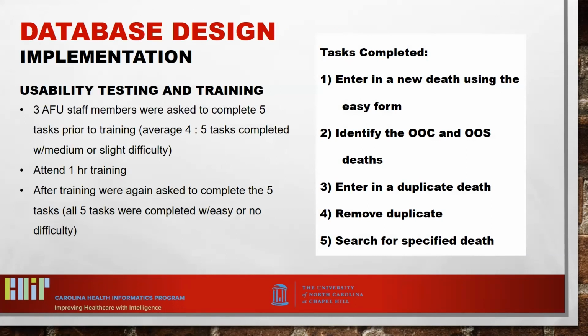And then we move into the database design implementation, usability and testing and training. For that, we did 3 AFU staff members, and they were asked to complete the following tasks seen on the right. They completed with an average of 4 to 5 tasks with medium or slight difficulty. Then they were asked to attend a 1-hour training, in which they were shown basic instruction on common tasks, as well as introduced to more difficult tasks, such as running queries, merges, and pivot tables. After training, they were again asked to complete the 5 tasks, which they were able to complete all 5 tasks with easy or no difficulty.